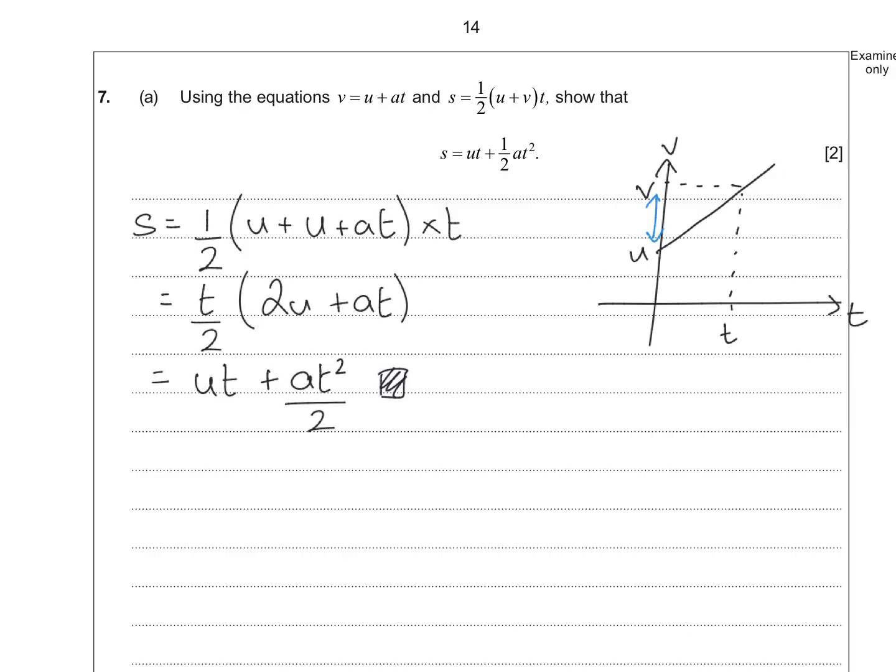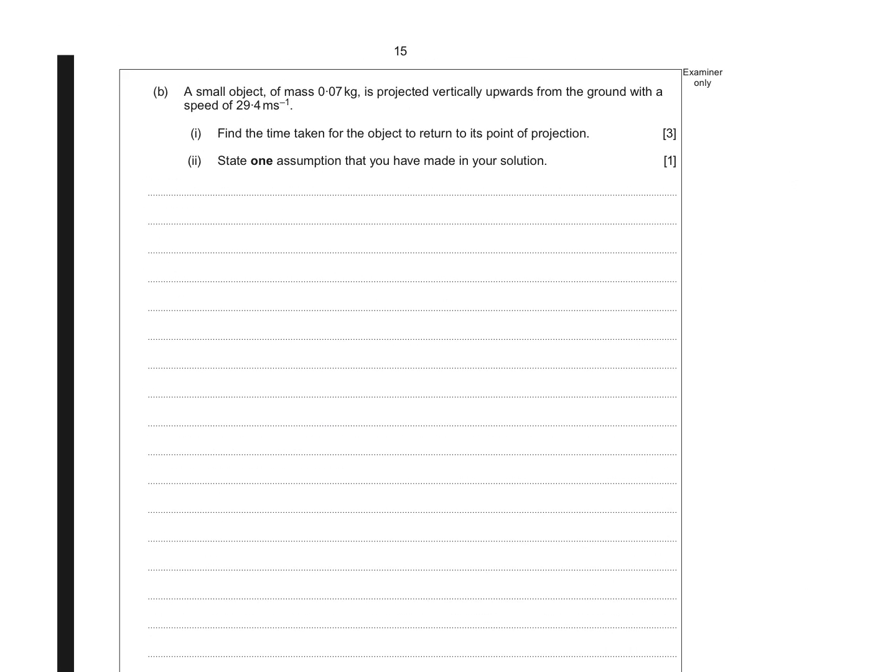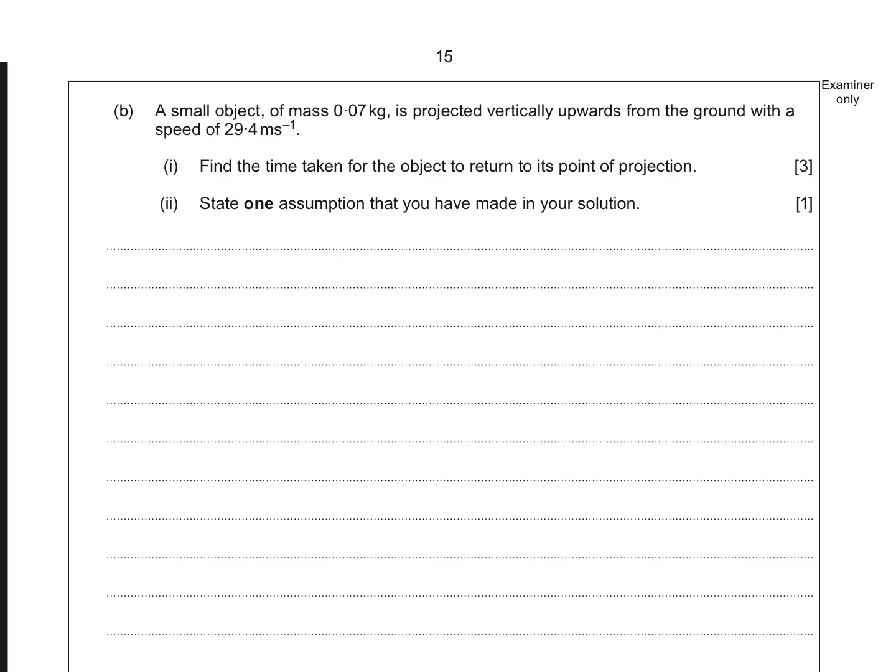Moving on to 7, part B. A small object is projected vertically upwards. So there's my horizontal ground. This thing is projected upwards. Its initial speed is 29.4. I've got an acceleration downwards of 9.8 meters per second squared. Part 1: find the time taken for it to return to its point of projection.